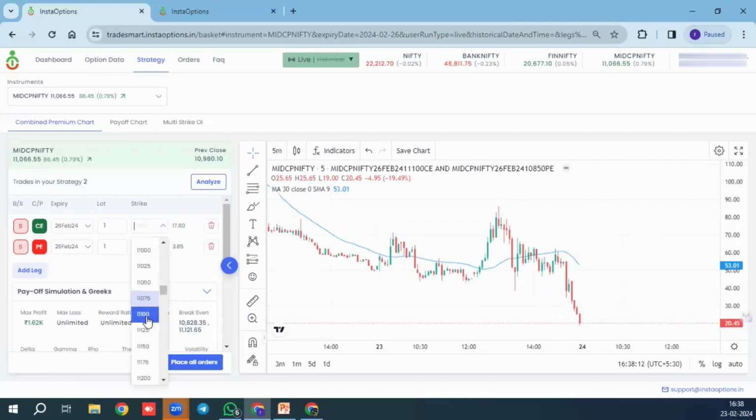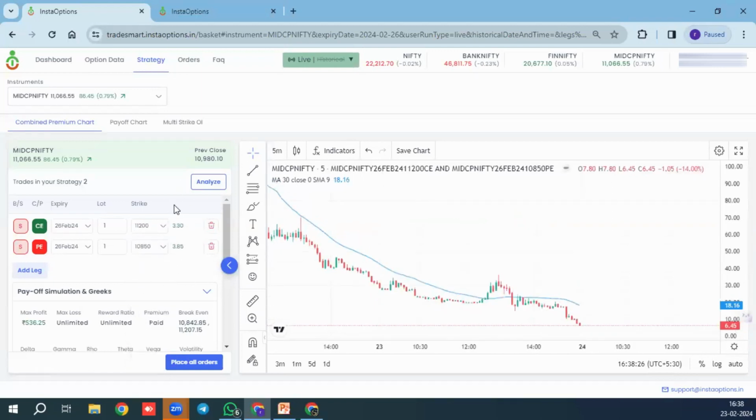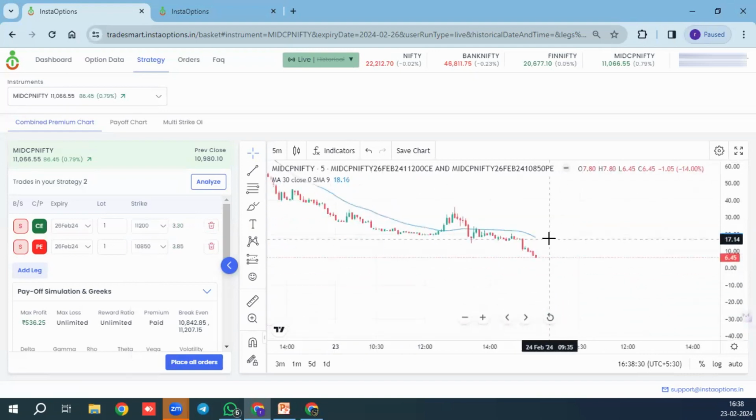Okay, we'll go on the other side also same. It is not necessary you need to select here. You can select it in the option chain also. Okay, let's say 3 points on both the sides. You can see here the premium.